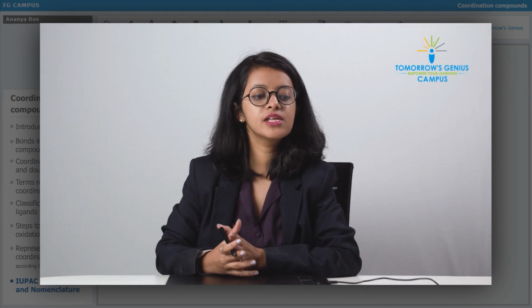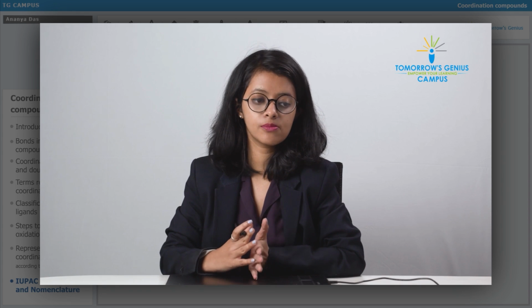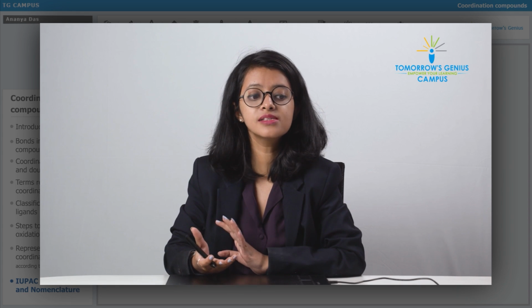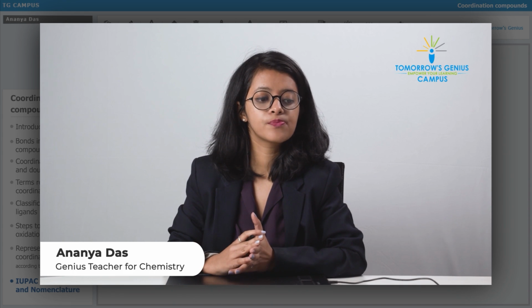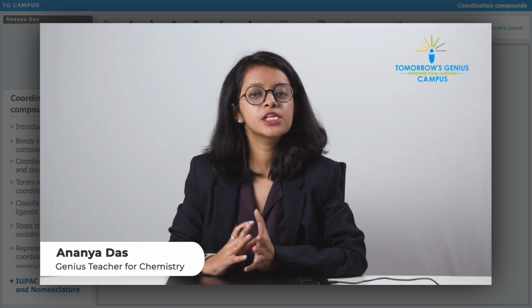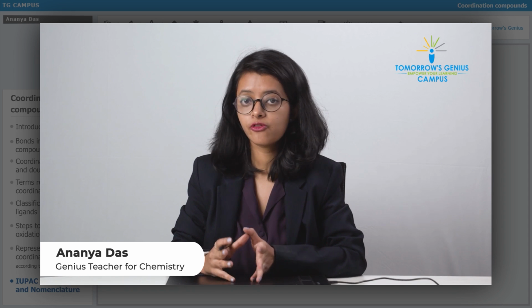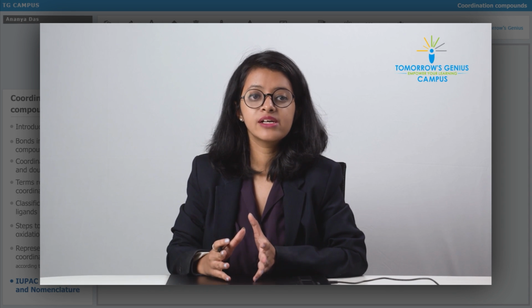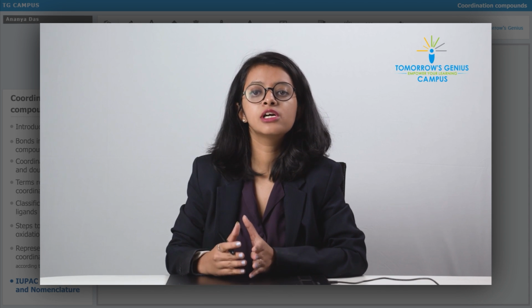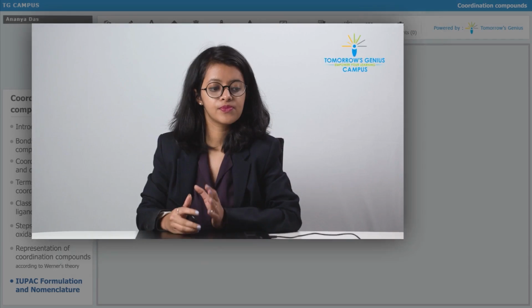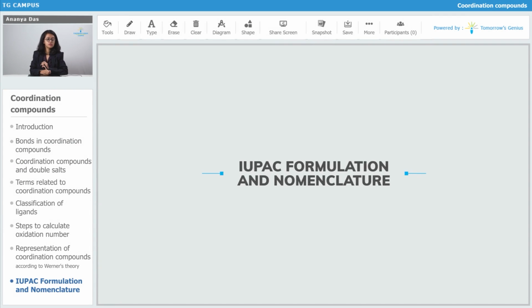Now let's start with IUPAC formulation and nomenclature. That is how you write formulas and how, from the formula, you write the name of a coordination compound. IUPAC formulation and nomenclature includes a set of rules decided by the Inorganic Nomenclature Committee of the International Union of Pure and Applied Chemistry. These rules are the most updated rules, which came in 2004.